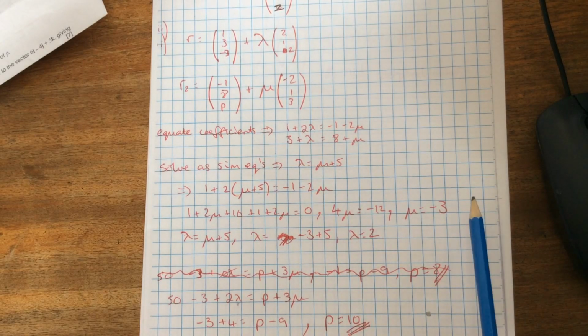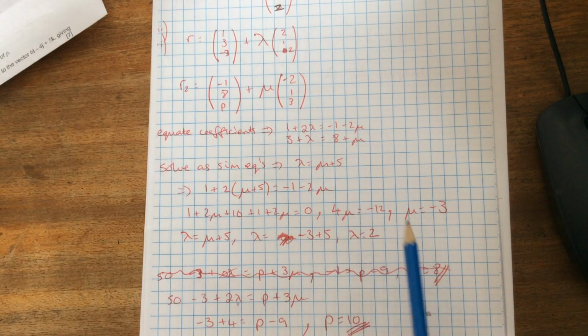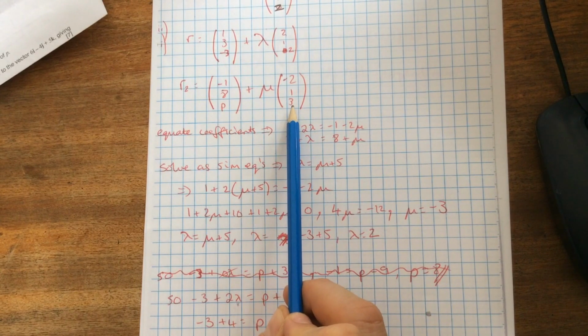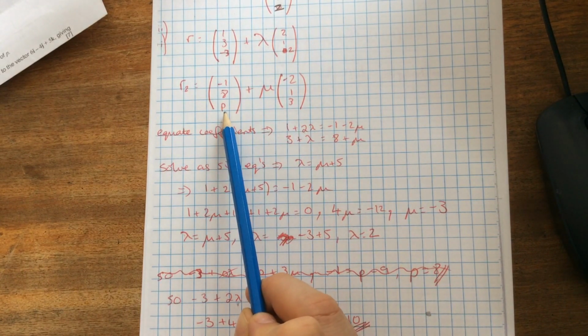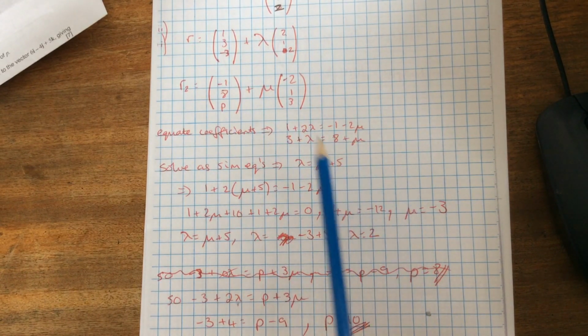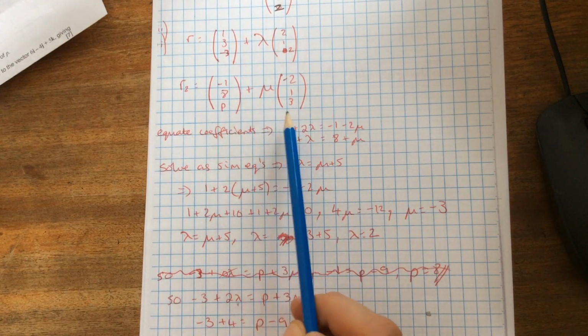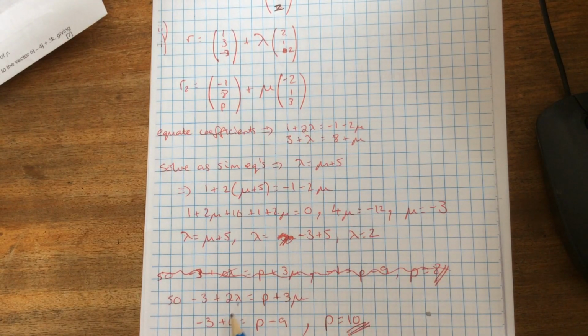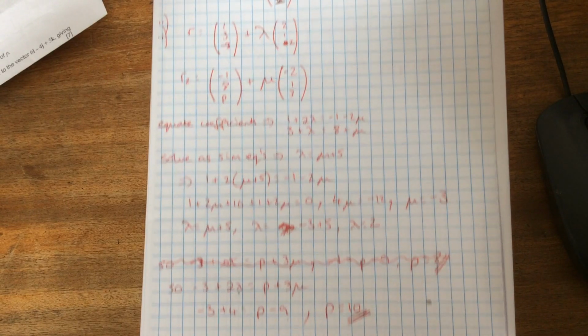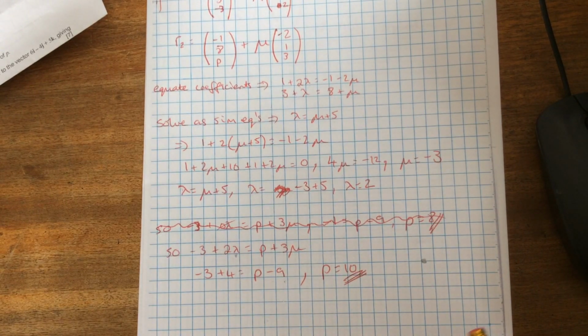Okay, now as they intersect, I can use these two values in the bottom strand of each vector equation to get this missing value of P. So I can say minus 3 plus 2 lambda equals P plus 3 mu. But we know lambda is 2, 2 2s are 4. We know mu is minus 3, 3 times minus 3 is minus 9. Minus 3 plus 4 is 1. Take the minus 9 over, and you get P equals 10. No problem there.